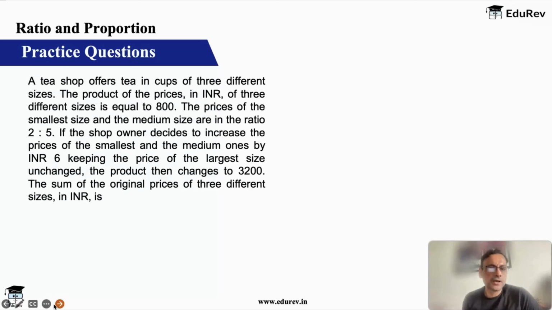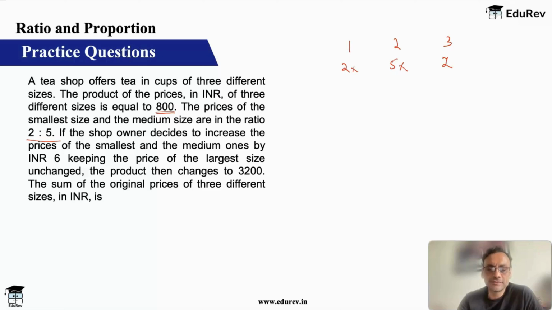So here a tea shop offers tea in cups of 3 different sizes. The product of the prices in INR of the 3 different sizes is equal to rupees 800. So let's say we have size 1, size 2 and size 3. The prices of the smallest size and the medium size are in the ratio of 2:5. So let's say this price is 2x and this price is 5x. No information is there about this one, so let's say it is z.